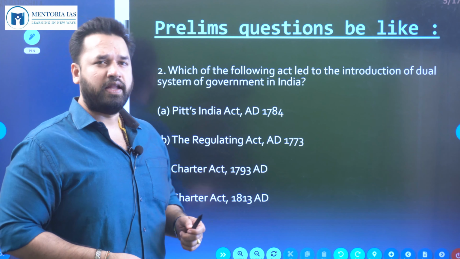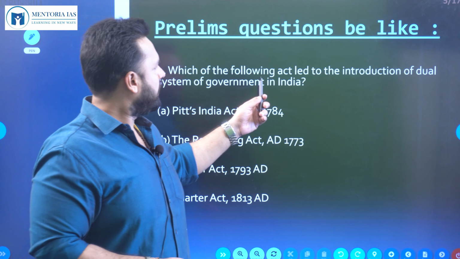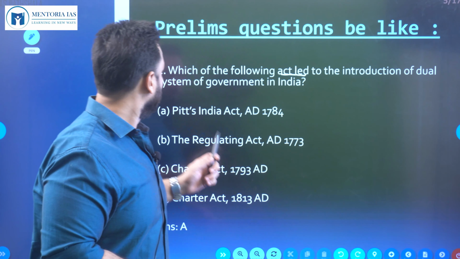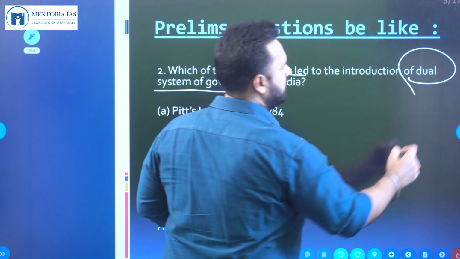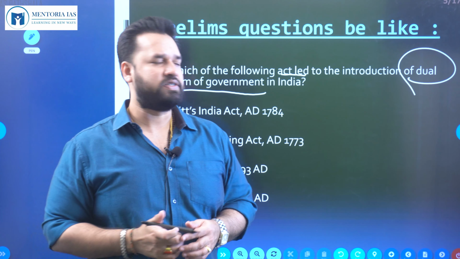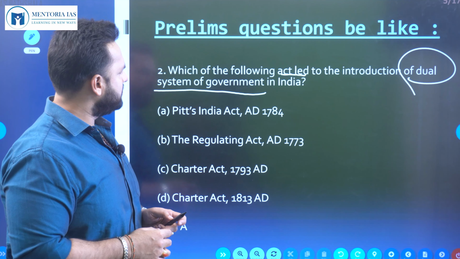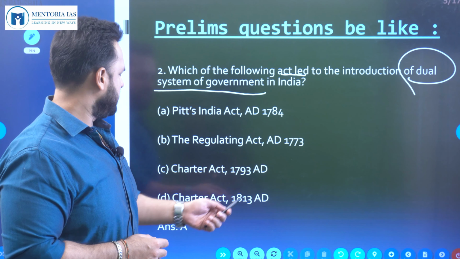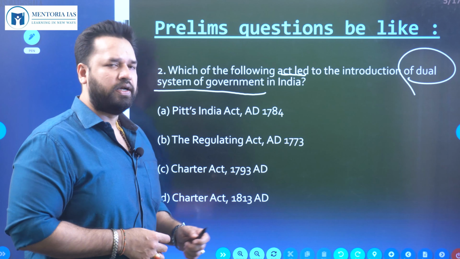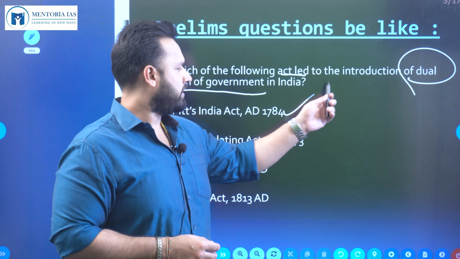Okay, let us have a look at the next question. Which of the following acts led to the introduction of the dual system of government in India? The question is asking, when did the dual system of government start in India? Options are Pitt's India Act, Regulating Act 1773, Charter Act 1793, Charter Act 1813. The answer is Pitt's India Act.